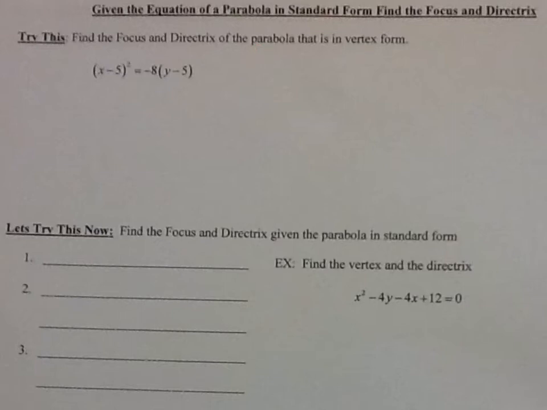Okay, so this is what we did last week. So remember, the first thing you want to do is identify what the vertex of the parabola is. So the vertex is (5, 5). Now I want to find what the p-value is. Remember, the p-value comes from over here, the -8, this actually represents 4p. Remember, that's 4p, that -8. So I have 4p is equal to -8. So p, when I divide both sides by 4, is equal to -2.